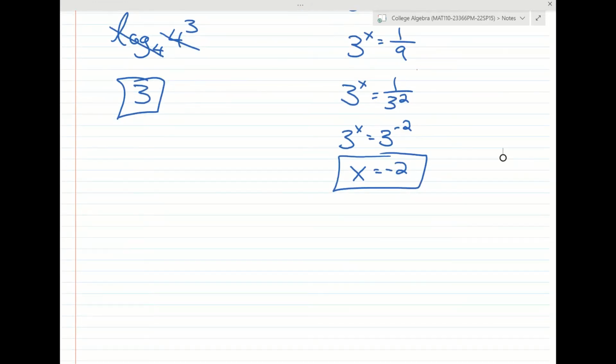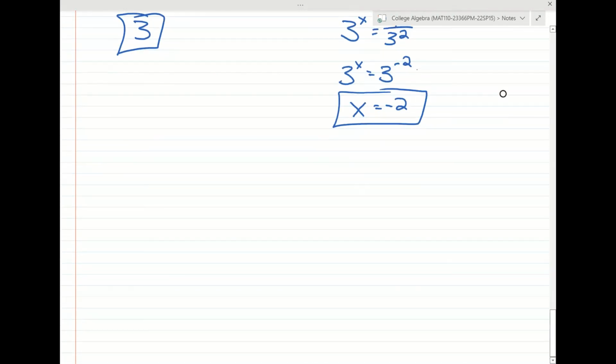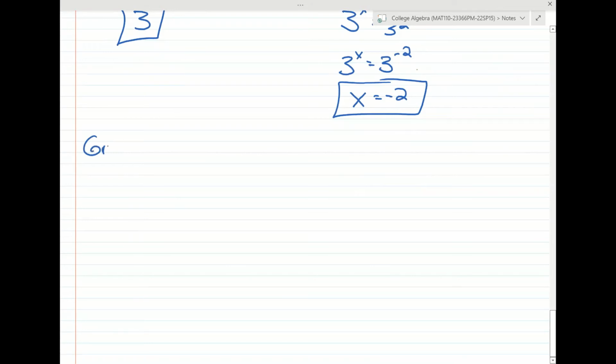To finish up, I want to show you how to graph these, and I also want to show you how to do some word problems that you can see on the final exam. So let's talk about graphing logarithms.